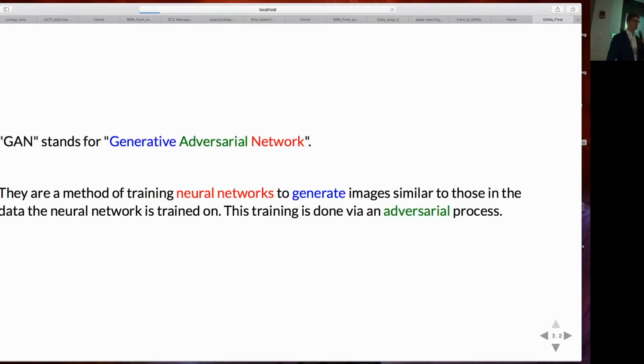At a high level, GAN stands for Generative Adversarial Network. They're a method of training neural networks to generate images, and they're trained by an adversarial process where two neural networks are competing against each other. That's what they are at a really high level.